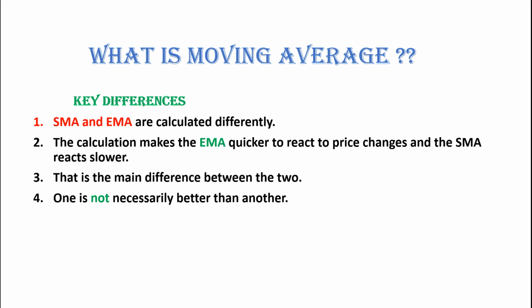What are the major differences between the EMA and the SMA, that is, the simple moving average and the exponential moving average? SMA and EMA are calculated differently. The calculation makes the EMA quicker to react to price changes, while the SMA reacts slower. That's why intraday traders use the exponential moving average in their trading. That is the main difference between the SMA and the EMA.